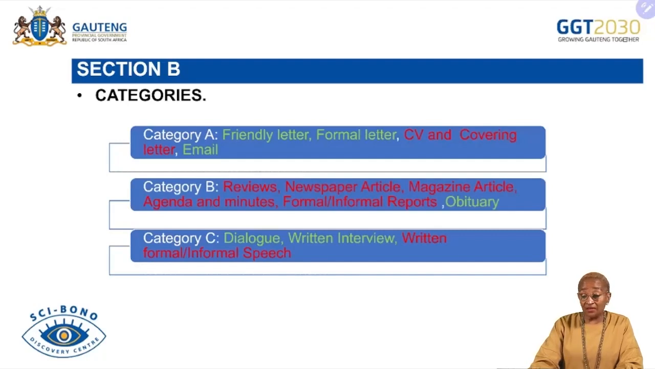In category A, we have already done a friendly letter, a formal letter, and an email in our previous session. And in category B, we have done an obituary in the last session. And in category C, we did a dialogue and a written interview. So today we will focus more on category B, that is reviews, newspaper article, magazine article, agenda and minutes, formal and informal reports, as well as category C, which is a written informal or formal speech.